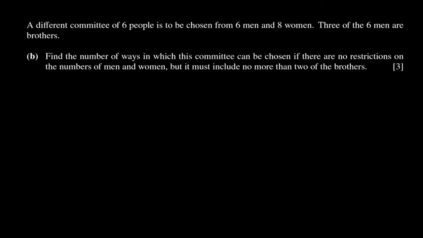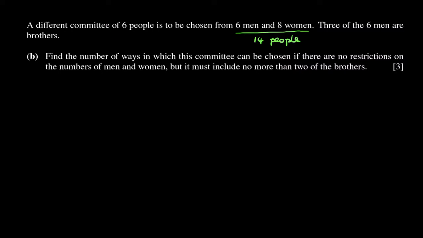A different committee of 6 people is to be chosen from 6 men and 8 women. 3 of the 6 men are brothers. I want to find the number of ways in which this committee can be chosen if there are no restrictions on the number of men and women. In other words, actually, we can basically treat these as being 14 people. Okay, so I treat this not as 6 men and 8 women anymore, but just 14 people. And it must include no more than 2 of the brothers, right? So no more than 2 of the brothers.